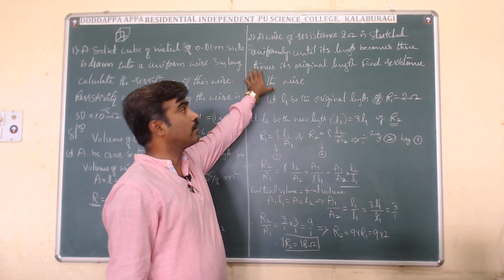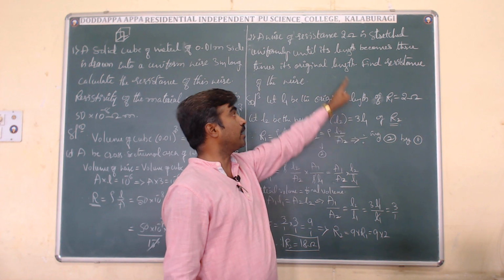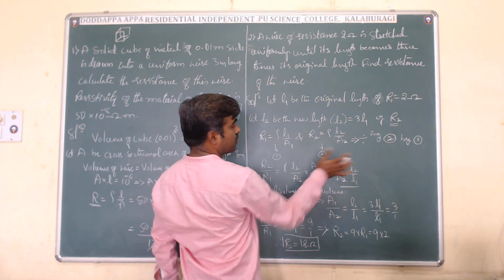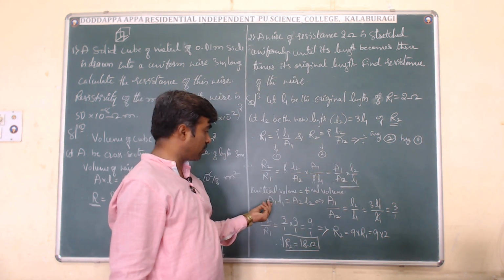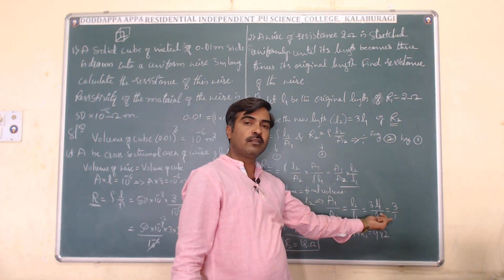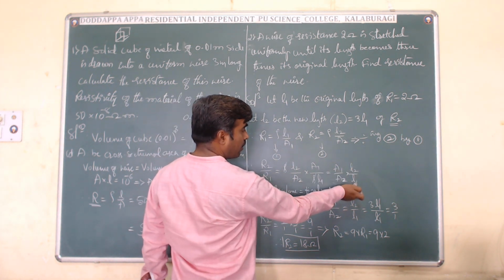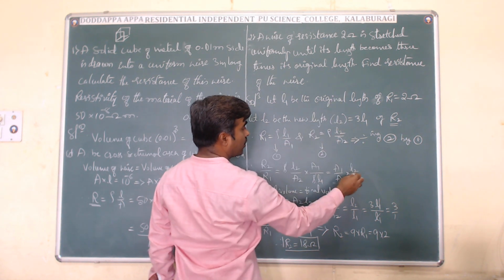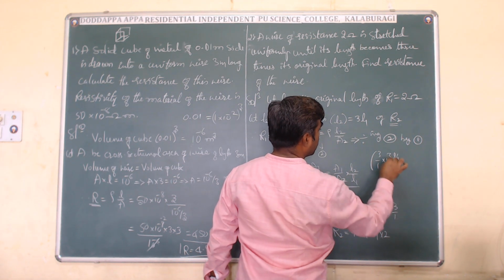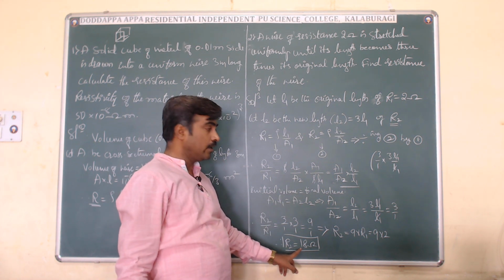What we did here: the original length has been changed, sorry, to 3 times the first one, 3L1. As mentioned, the volume remains the same. Of course, the same equation we have taken: initial volume is equal to final volume. When I substitute, A1 by A2, the answer we got is 3 by 1. L2 by L1 means L2 is 3 times L1, so 3 by 1 times 3 times L1 by L1. So I have taken 3 by 1 into 3 by 1. So the final answer is 18 ohms.